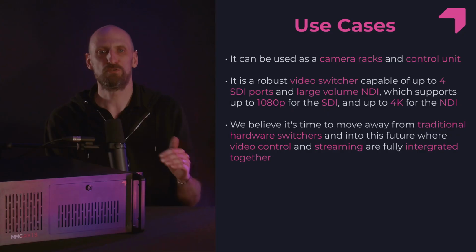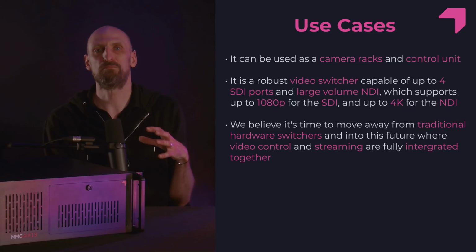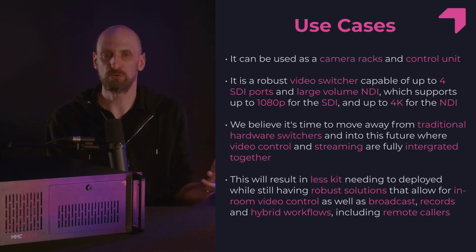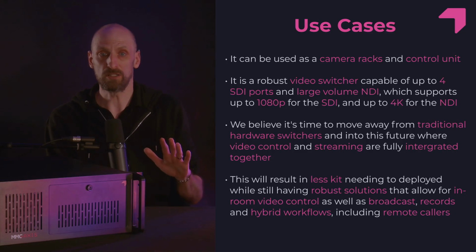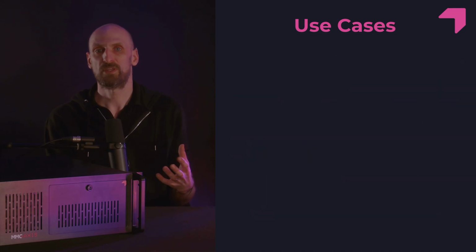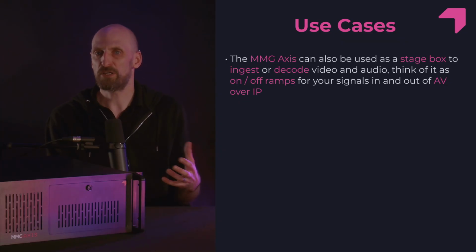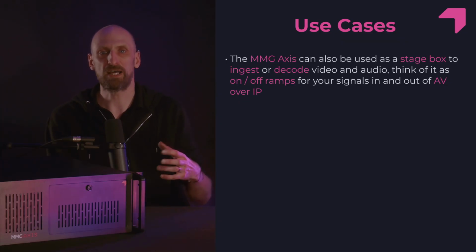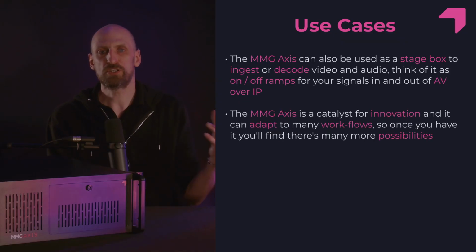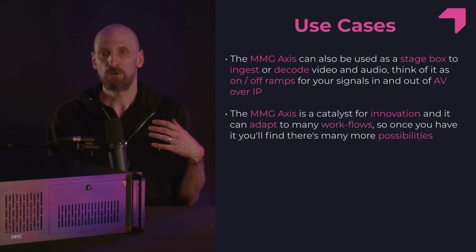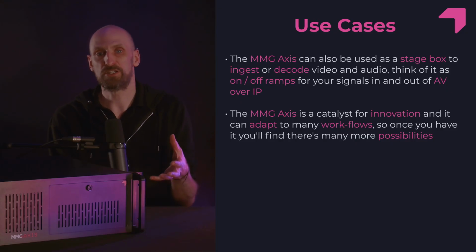And it really is time to move away from old school hardware switchers and into this future whereby video world and streaming combine, meaning that you need less kit to deploy robust solutions that allow for in-room video control, as well as broadcast, records, and hybrid workflows, including the all-important remote coolers. The Axis can also be used as a stage box to ingest or decode video and audio. Think of it as an on and off ramp for your signals in and out of AV over IP. As you can see, the Axis is a catalyst for innovation and it can adapt to many more workflows. So once you have it, you'll find there's many more possibilities as well.